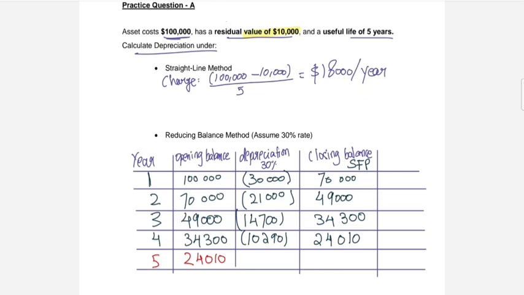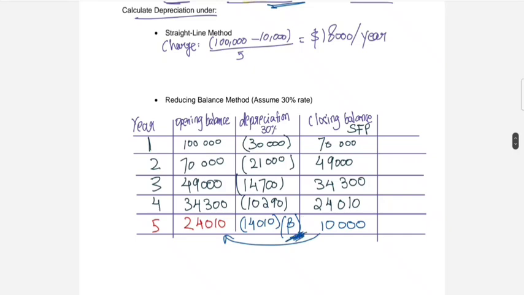What we will essentially do is we will put this 10,000 here, all right, and then we will calculate this as a balancing figure. How will we calculate this? So essentially we have to think about what should be the depreciation charge that when deducted from the opening balance gives us $10,000. This will be simply calculated as $24,010 minus the $10,000. It gives us 14,010. This is the final depreciation charge at the year end.